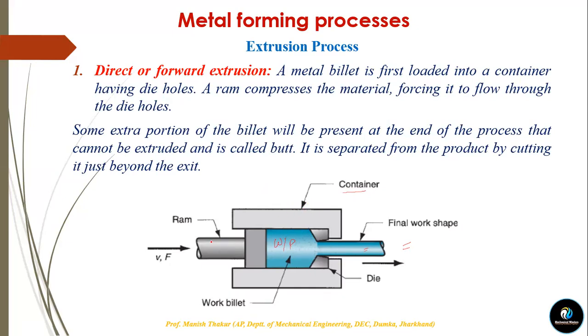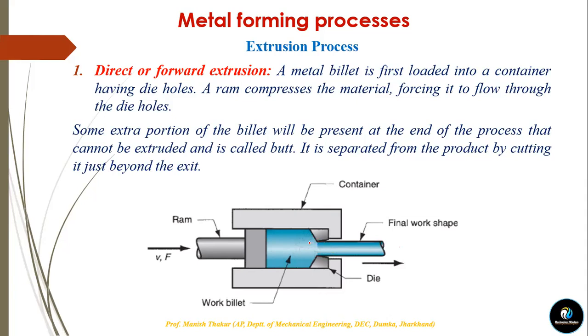And we are going to apply the pressure through the ram here, right? A ram presses the material. This is the material, this is the billet, right? The ram will press the material and the metal will flow through the die opening. Metal will flow through this die opening, right? This is known as direct or forward extrusion process, right? Right or not?